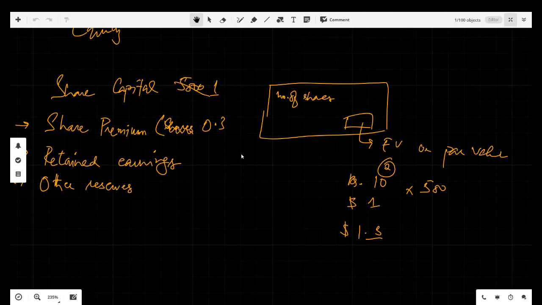So from the retained earnings, they were setting some amount aside in this other reserves. So other reserves are all the money that a business is keeping, either because of a statutory requirement or because of their own initiative, to be kept for some later use.